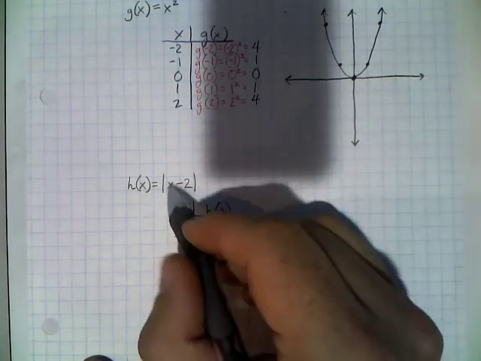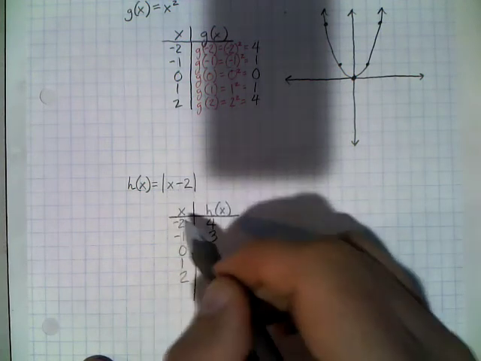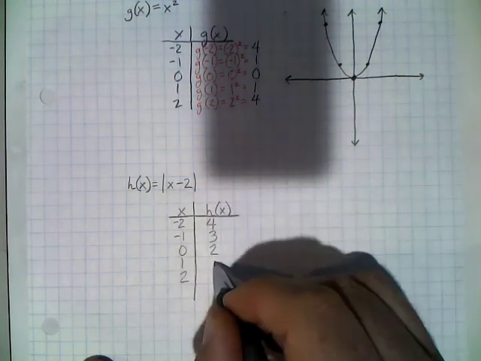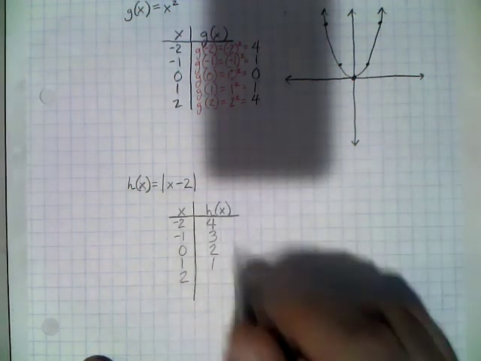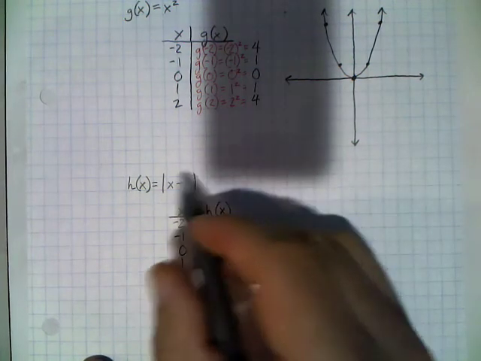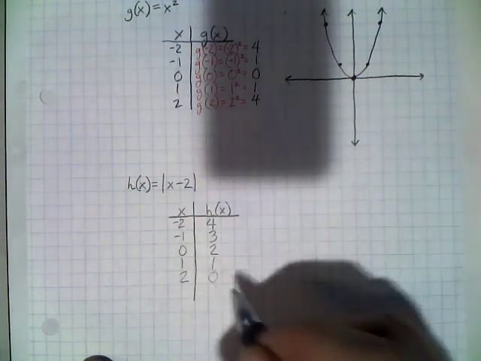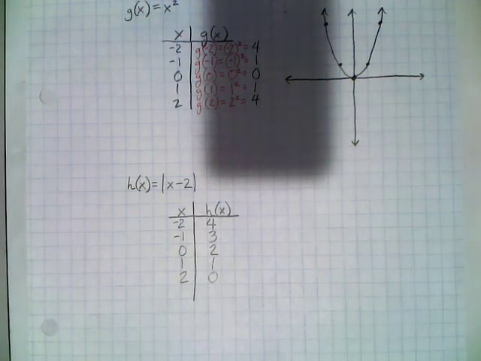Now, h of 1, so 1 minus 2 would give me a -1. Absolute value would make it a +1. 2 minus 2 is 0, and its absolute value is still 0. Now, ladies and gentlemen, I'm going to help you out with this one. The absolute value should produce a graph that looks like a V.